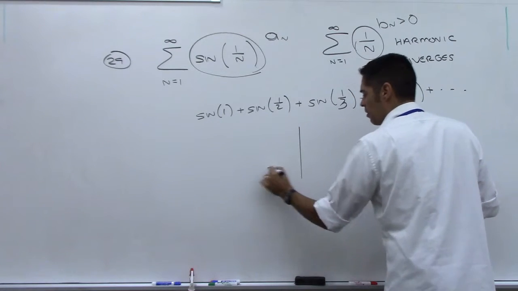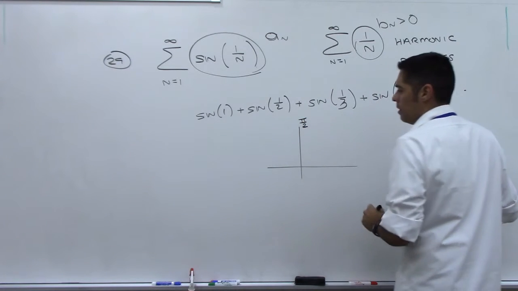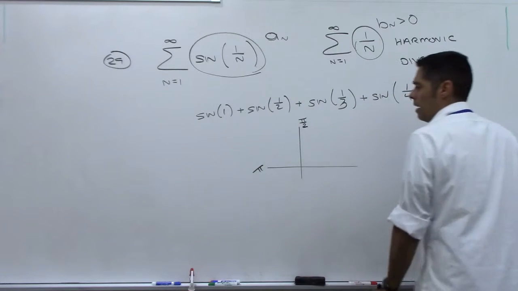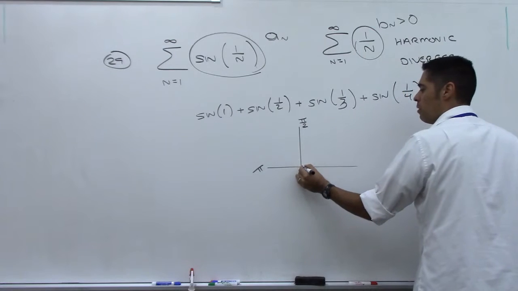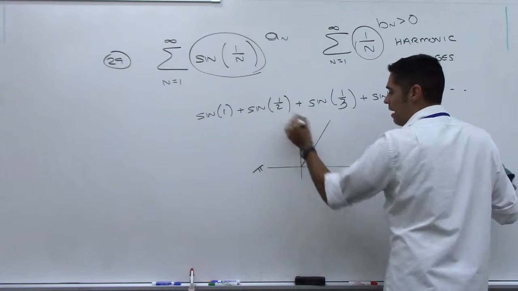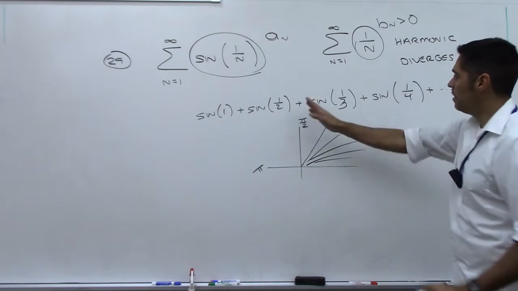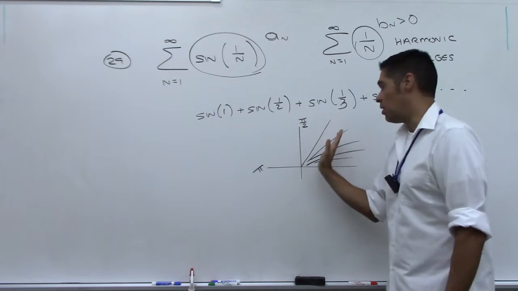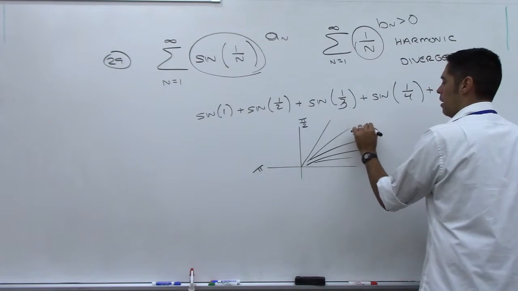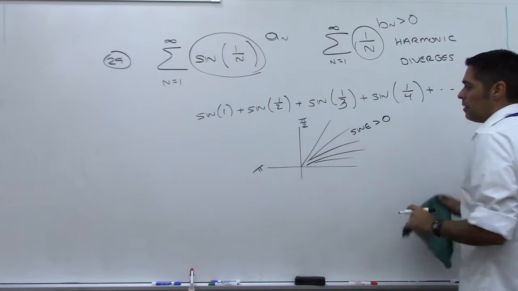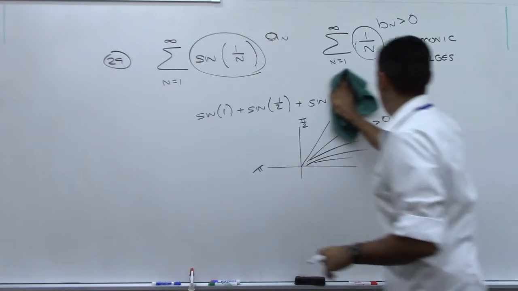If we look at the unit circle, this right here is pi over 2, and this is pi. And 1 is smaller than pi over 2, so this first angle is somewhere over here, and then half is somewhere smaller, and 1/3, and 1/4, and 1/5. So all of these angles we're plugging into sine are in the first quadrant, and the value of sine in the first quadrant is always going to be greater than 0. So I know that all of these numbers are positive numbers, so I can use this test.